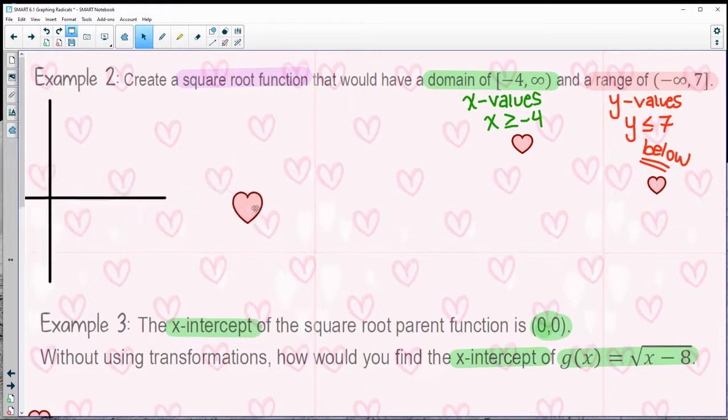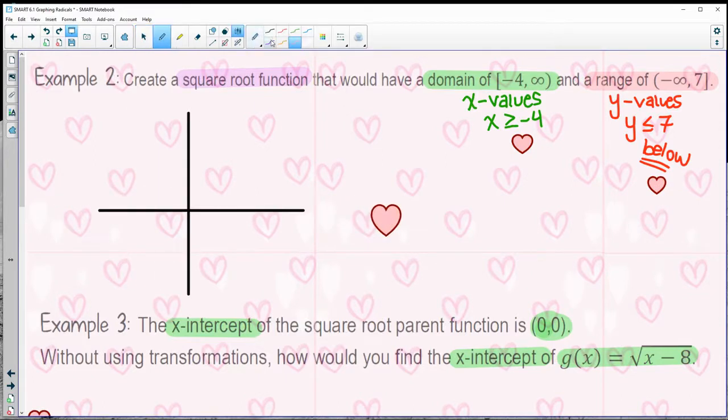So now I'm going to try and do a quick sketch. All right, domain looks like it needs to be -4 to infinity. So I'm going to shift it this way. Well, I can already tell I'm going to have to shift the graph left 4. So that's definitely something to keep in mind. And then it says I have to be below 7. Well, now I'm going to have to figure out what that's going to look like.